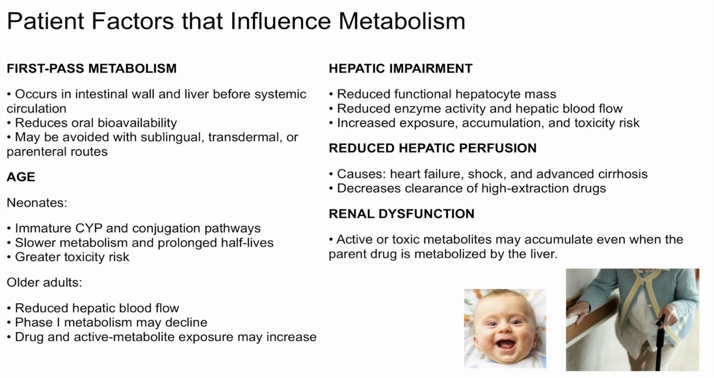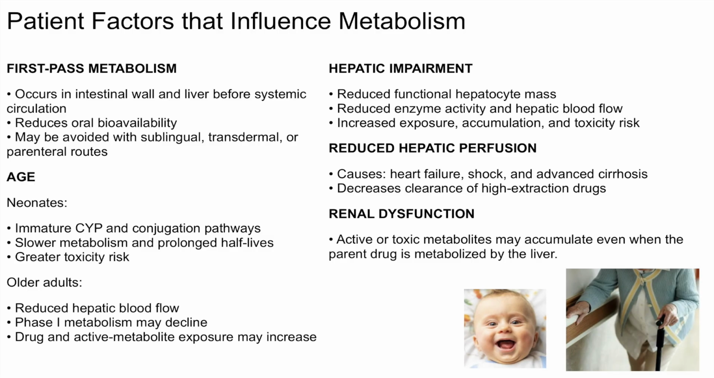Drug metabolism varies substantially among patients. First-pass metabolism in the intestinal wall and liver reduces the bioavailability of many drugs, but can be avoided with routes that we stated, such as sublingual, transdermal, and parenteral administration. Neonates have immature CYP enzymes and conjugation pathways, which may prolong drug half-lives. Older adults often have reduced hepatic blood flow and may have decreased phase 1 metabolism. Liver disease can reduce functioning hepatocyte mass, enzyme activity, and hepatic perfusion, increasing drug accumulation and toxicity. Heart failure, shock, and advanced cirrhosis also reduce liver blood flow, especially affecting high extraction drugs.